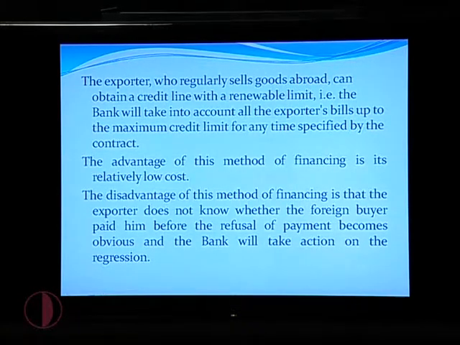of financing is that the exporter does not know whether the foreign buyer paid him before the refusal of payment becomes obvious, and the bank will take action on the recourse. This means that the exporter can continue to ship to customers who may later turn out to be bad buyers. After receiving an accounting source of credit from its bank, the exporter restricts the possibility of obtaining a loan in other ways.